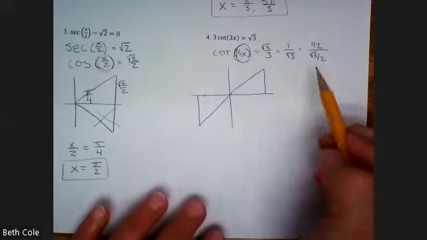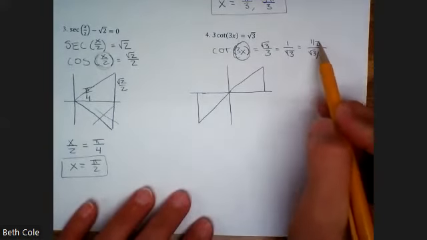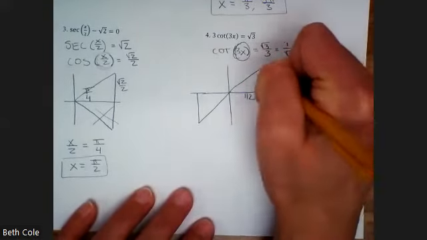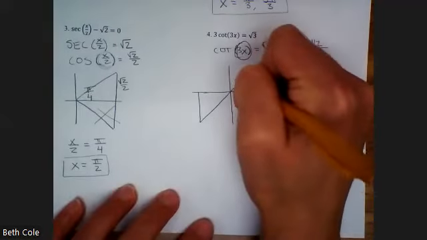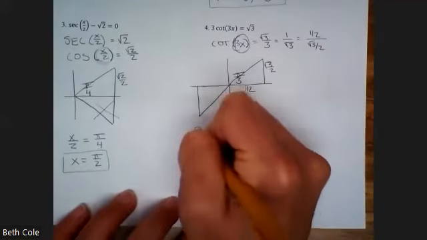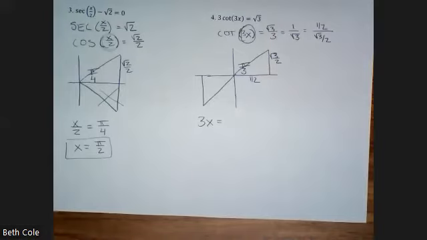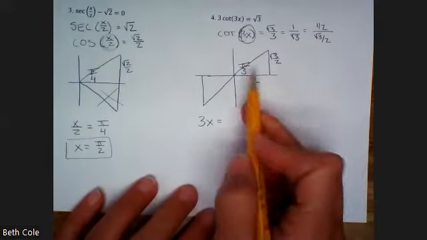Okay. Cotangent is x over y. So 1/2 is the x, square root of 3 over 2 is the y. That means your angle is what? Good, you guys have got it. So here we go. 3x equals, buckle up, we're going to go around 3 times. First one's pi over 3.